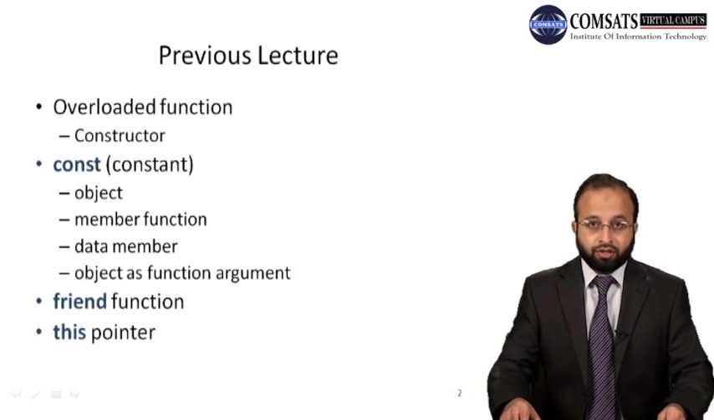So a friend function is a function of a class that is not a member function, but through that function you can access the private data member or the public data member of that class. And this pointer is a special pointer that is created for each object by the C++ compiler, and when you call any function with that object, this pointer is passed implicitly to that function.